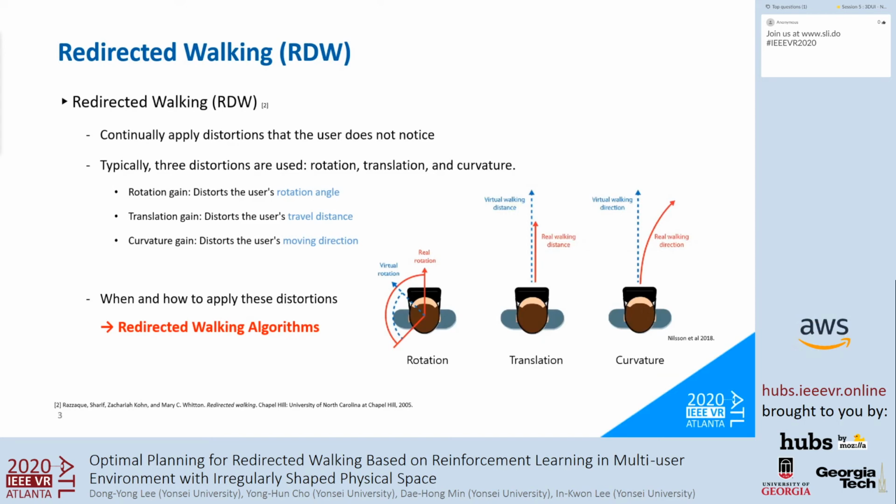We covered subtle continuous redirected walking. This redirected walking induces the user to avoid physical collisions by continuously applying a level of distortion that the user does not notice. Typically, three distortion variables are used: rotation, translation, and curvature. Recently, there have been studies on bending gain. Redirected walking algorithms are the ones that stipulate when and how to apply these distortion variables.